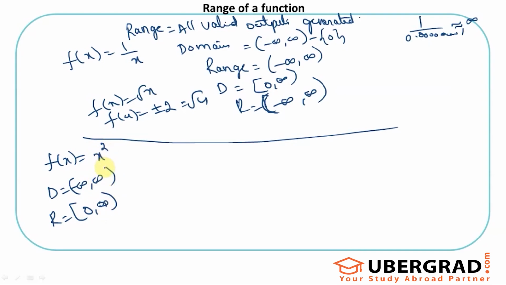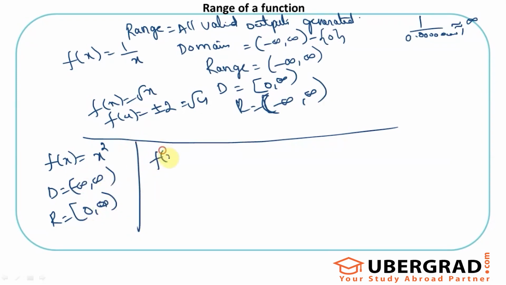Minus 10 square is plus 100. Minus 100 square is plus 10,000. All the things that you do from minus to plus infinite will only give me 0 to infinite. The least value of x square will be 0 when x is 0. Everything else will give me more than that. So the range is only 0 to infinite.